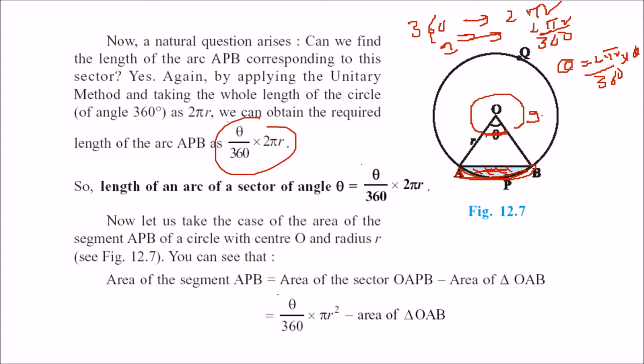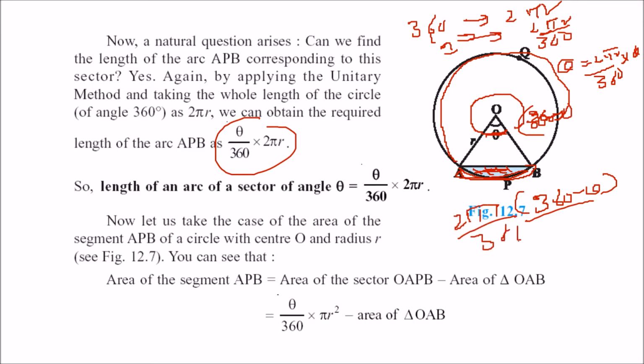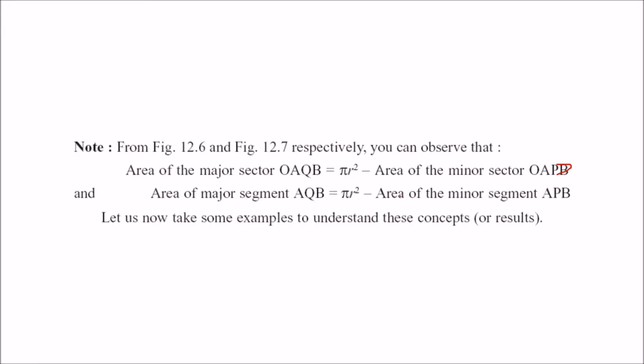So what will be this? This is 360 minus theta, sorry. So the length of AQB will be 360 minus theta by 360 into 2 pi r. And now if you want to find out this blue region, what you have to do? The area of the sector OAPB, that we already know, theta by 360 into pi r square. If we subtract the area of this triangle OAB, we get this region. We'll see how in an example. So in this way, the area of the major segment and minor segment can be found out. You just have to subtract from pi r square the area of the minor sector and the area of the minor segment.